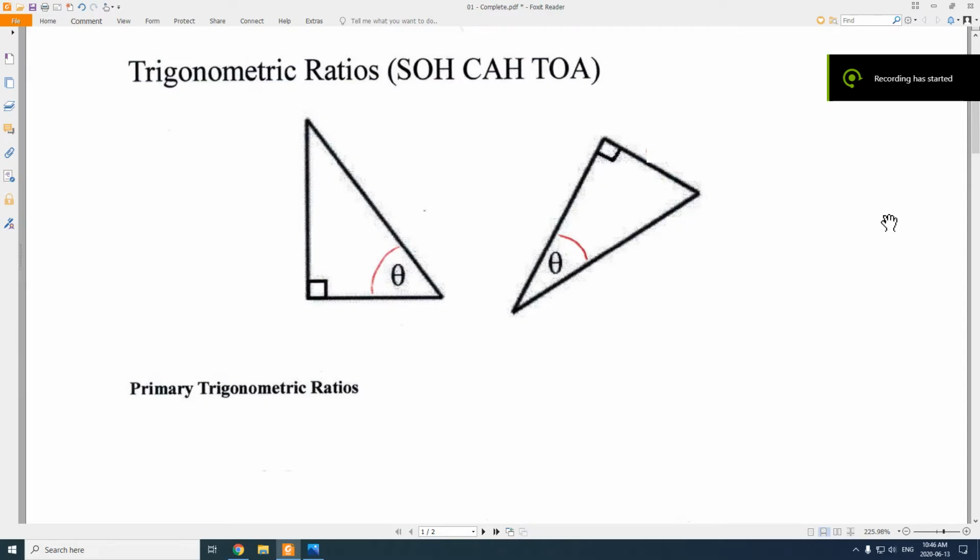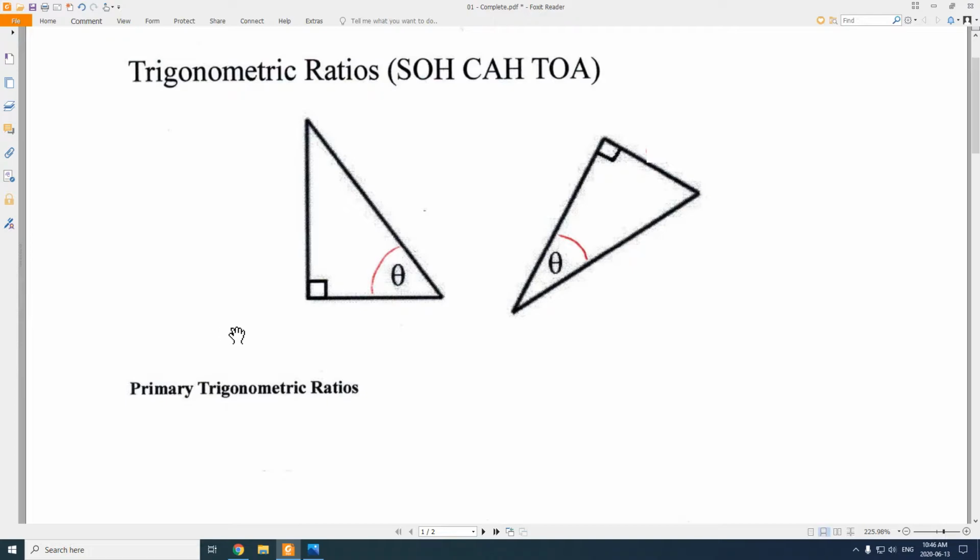Today we'll be looking at our last mini unit, which is looking at trigonometry. Now you've done some trigonometry before. If you think about Pythagoras' theorem, that's trigonometry. So Pythagoras' theorem, a squared plus b squared equals c squared. That equation relates the lengths of a triangle to each other.